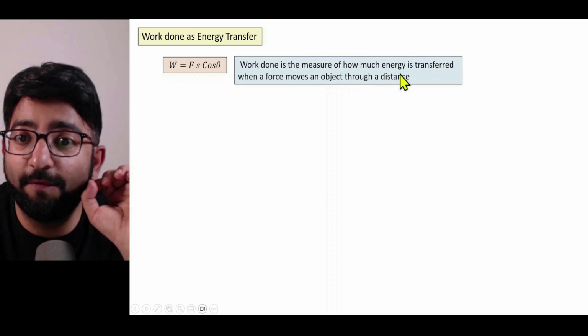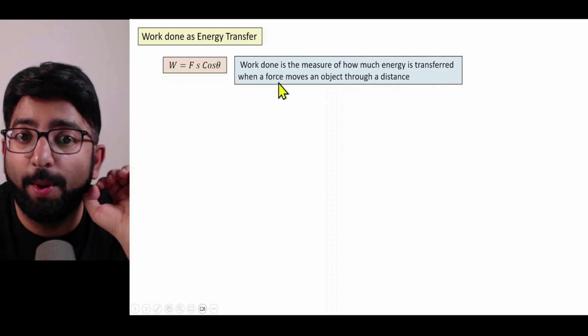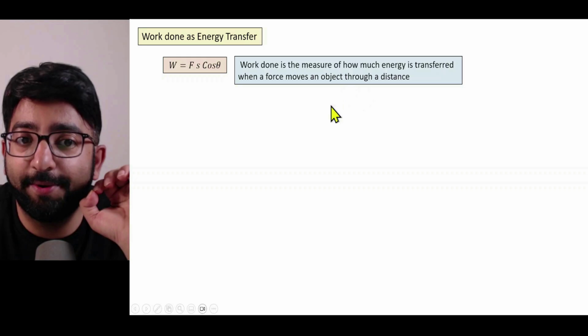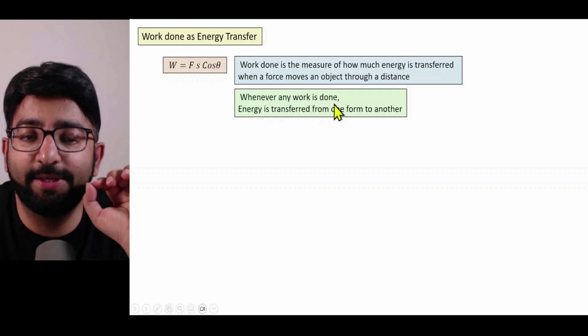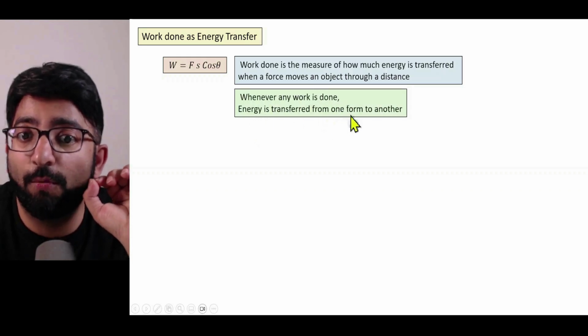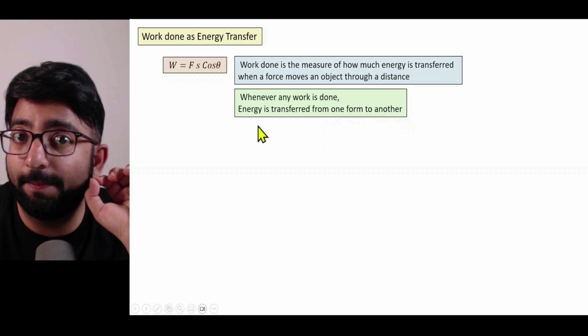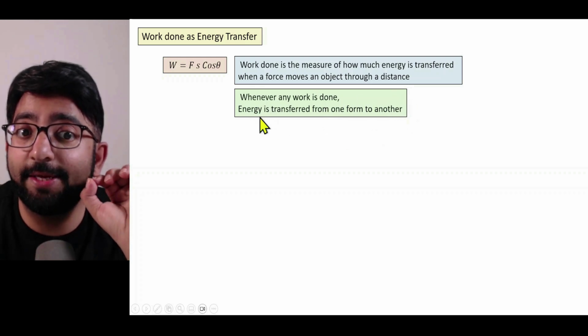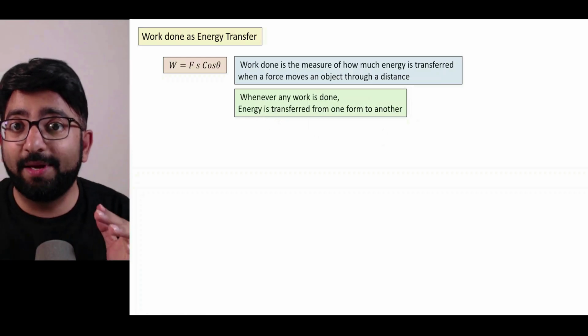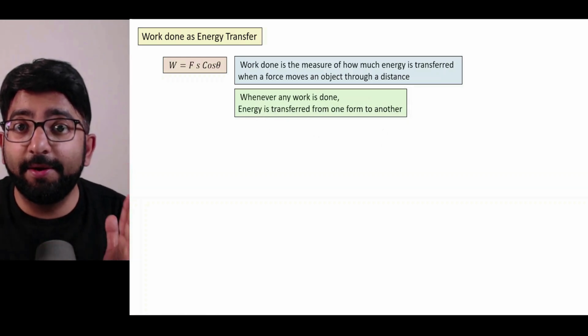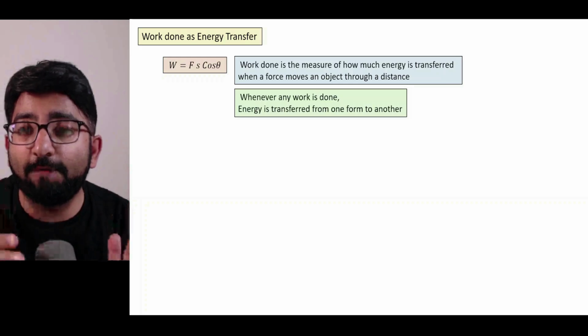Work done is the measure of how much energy is transferred when a force moves an object through a distance. Whenever any work is done, energy is transferred from one form to another. And this is the basic which you have to remember for every single question. Whenever a force does any sort of work, it is energy transfer taking place from one form to another.